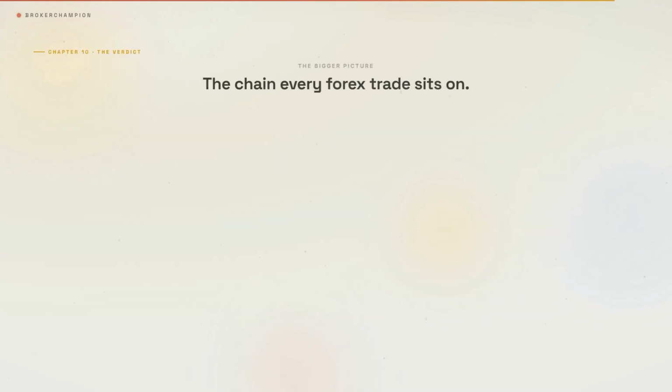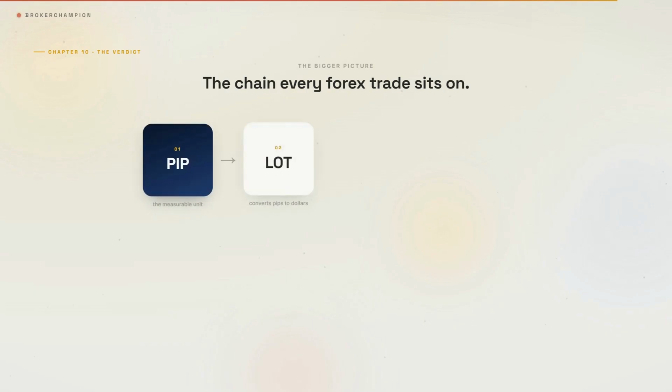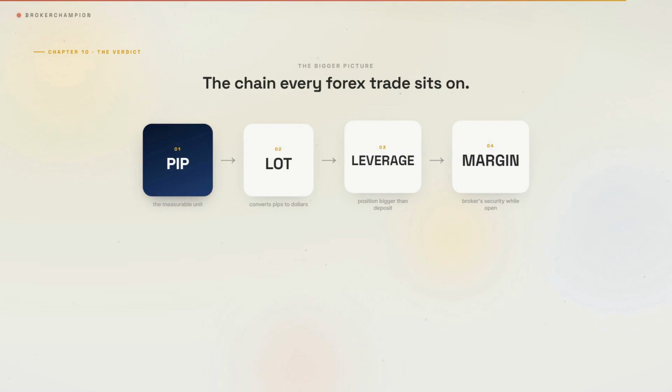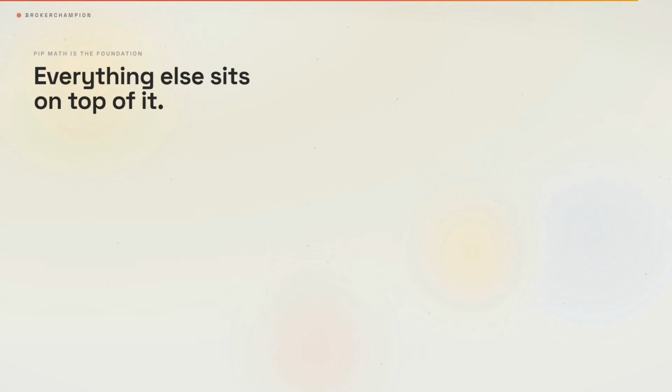Here's the bigger picture. Pip, lot, leverage, margin. That's the chain every forex trade sits on. Pip gives you the measurable unit. Lot size converts it to dollars. Leverage lets you hold a position bigger than your cash on deposit. Margin is what the broker locks up as security while the trade is open. Pip math is the foundation the other 3 sit on top of.